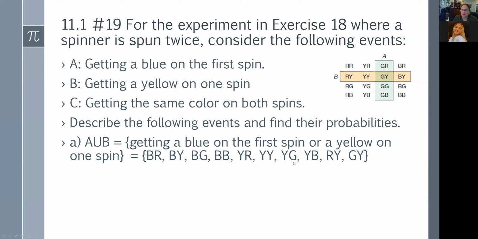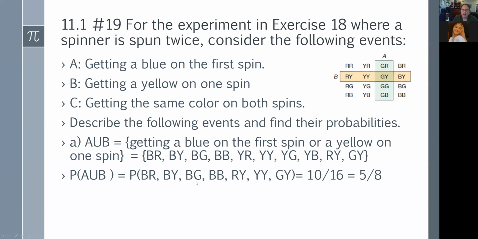And then I also have a yellow, then a green, a yellow, then a blue, and then I would want red and then yellow, green and then yellow, okay? So red then yellow, I've already included yellow, yellow, green and then yellow, and I've already included blue and then yellow. So I've got all of those. To find the probability, I need to count up how many there are. There were 10 of them out of 16, and that reduced down to 5/8.